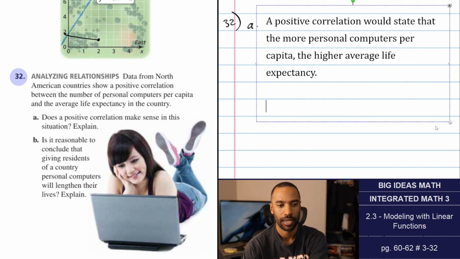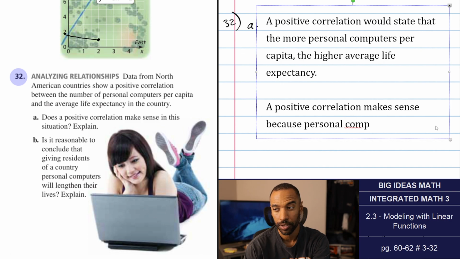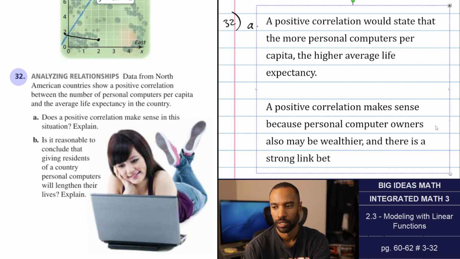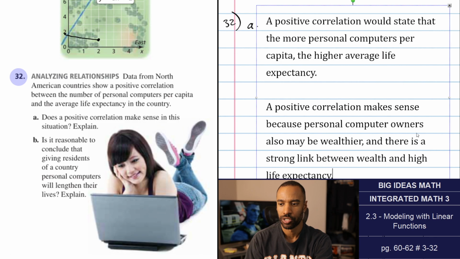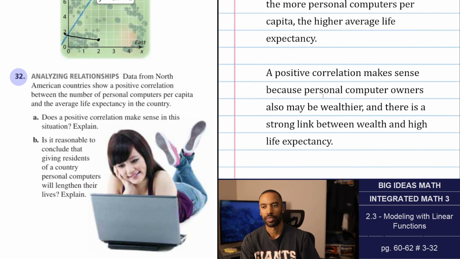So a positive correlation makes sense because personal computer owners also may be wealthier. And there is a strong link between wealth and high life expectancy, as far as age. I'm not going to explain that one. I think for us we can kind of make sense of that one there.